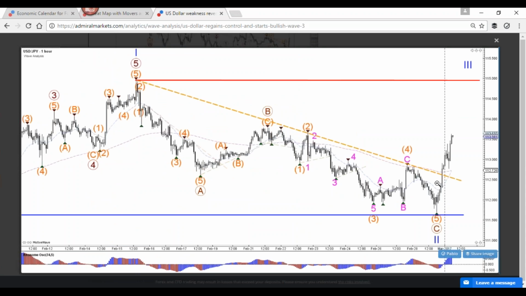1-hour chart: the bounce, break, bounce at the blue line, break of the orange dotted line, and this could be a continuation of the wave 3. It needs to break the red line though, break above 115, and there's a good chance that this is a wave 3.